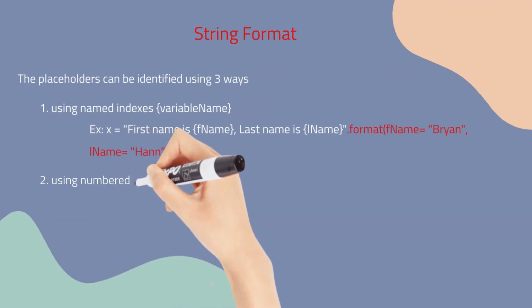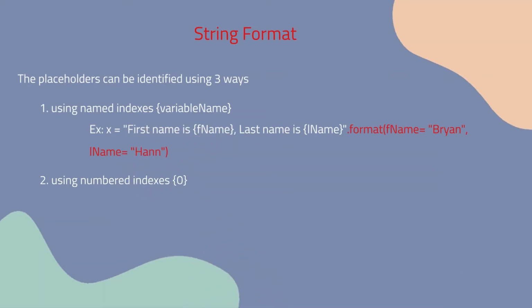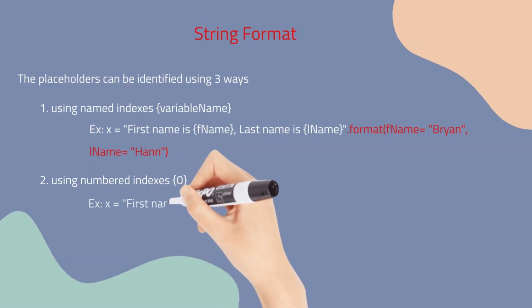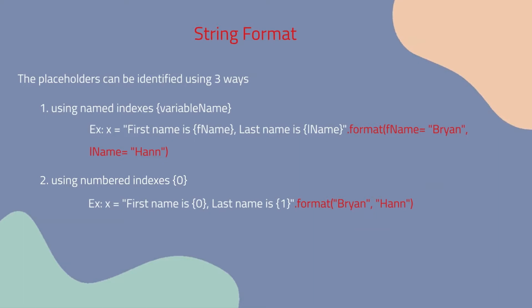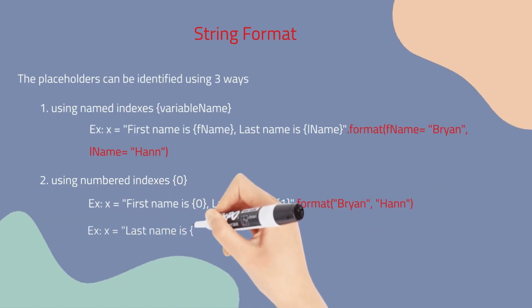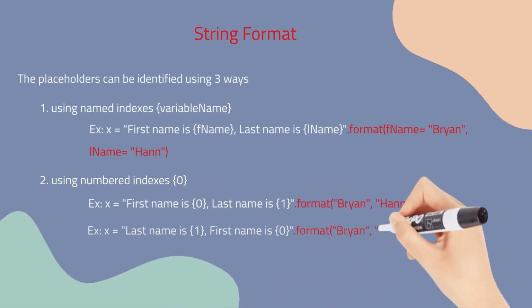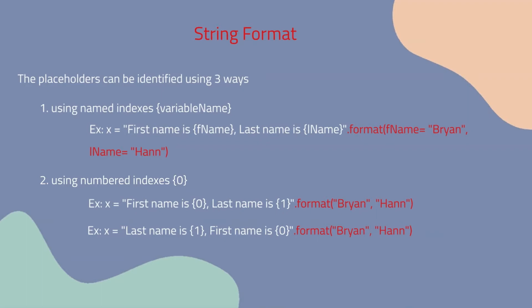Secondly, using numbered indexes where we specify the numbers inside the braces. The values specified inside the format method have a starting index of 0, with an increment of 1. So Brian is at index 0 and Han is at index 1. Depending on the requirement, we can specify the index number wherever we want to concat in the string, and accordingly it gets updated. Thirdly, we can even put empty placeholders without specifying the index numbers.